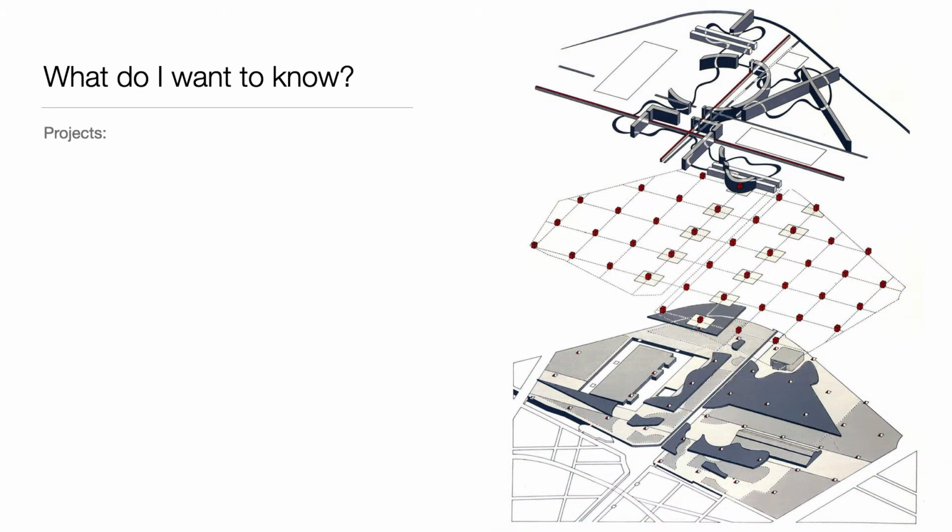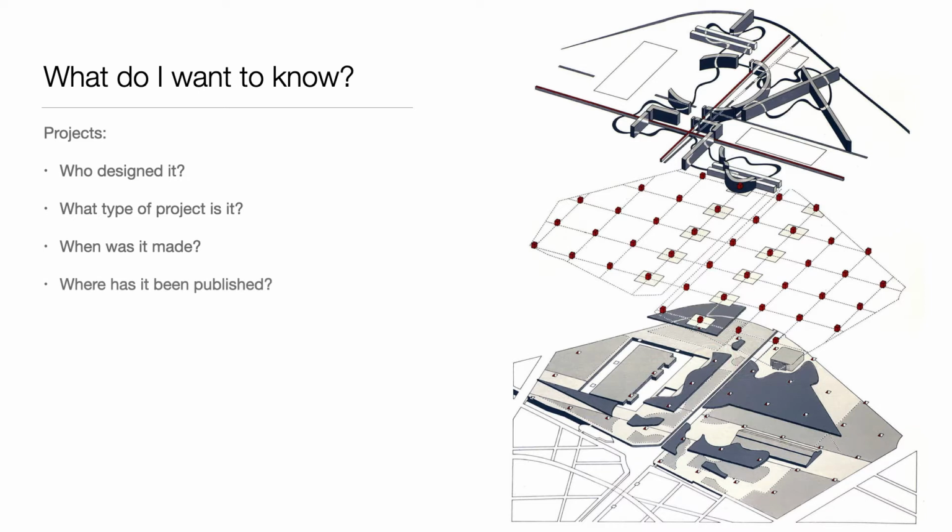For projects, you may ask yourself, who designed it? What type of project is it? Sometimes it's a building design, sometimes it's a garden design, or as in this case here, a park design. But it could also be projects of a more discursive, abstract nature, which doesn't apply to any specific type of architectural design. And you may again ask when it was made, and where it has been published.